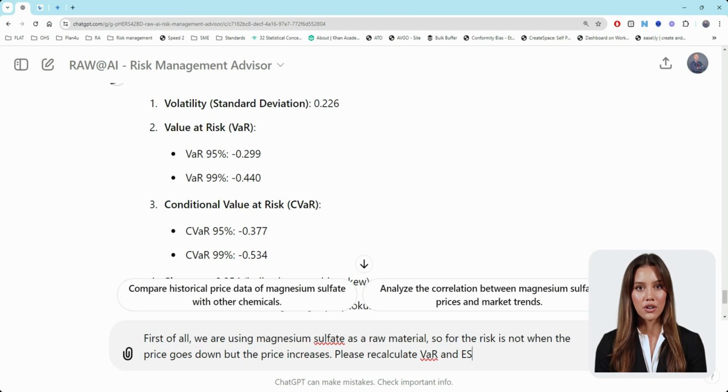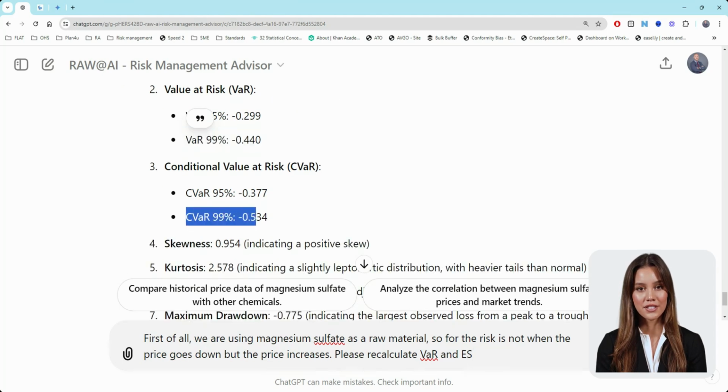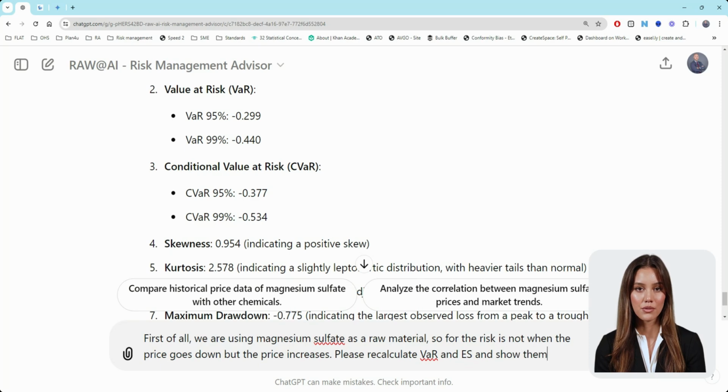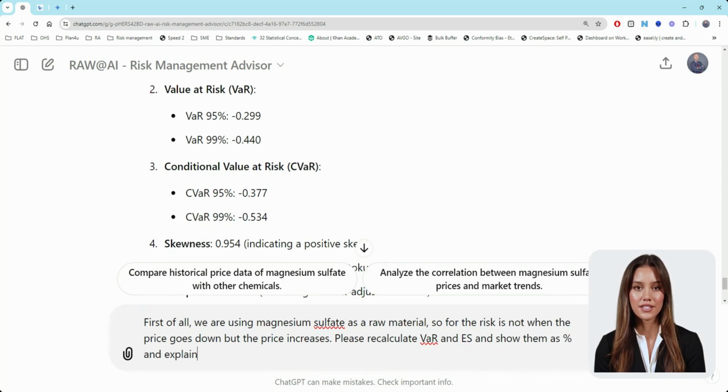Please recalculate VAR and ES, because the current worst-case scenario shows minus 0.44, which I assume means 44% is the worst-case scenario and 53% for the catastrophic historical scenario. But that's an issue if we were selling magnesium sulfate and prices dropped. For us, it's the opposite. We want to calculate the risk of prices increasing.